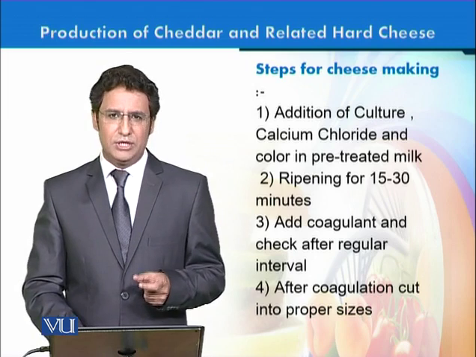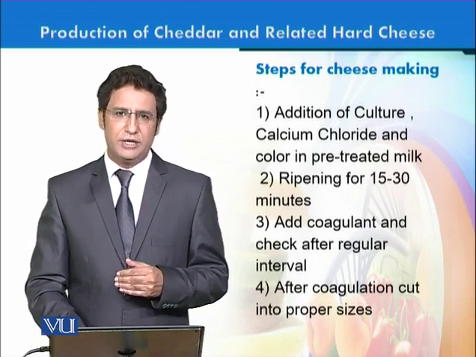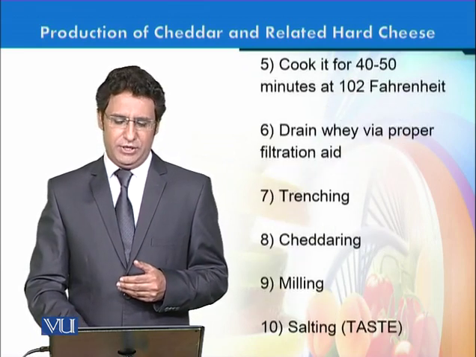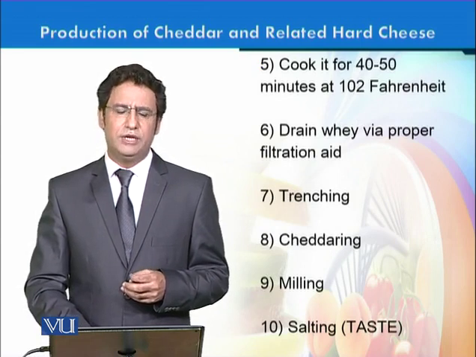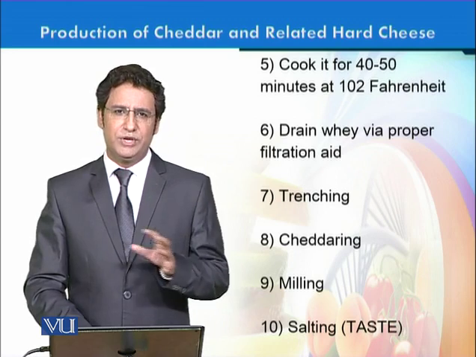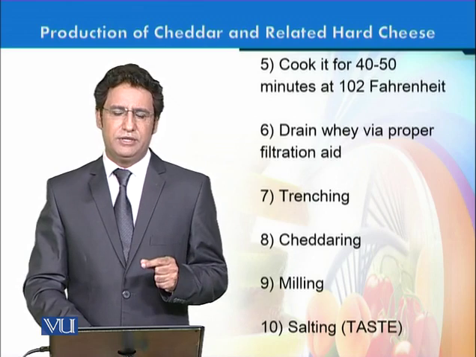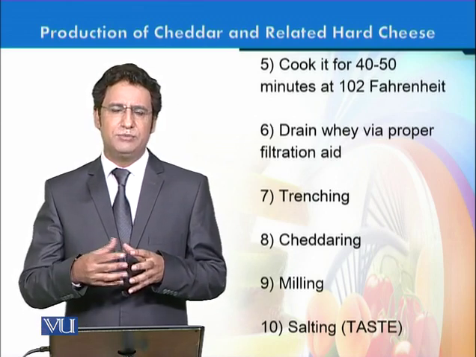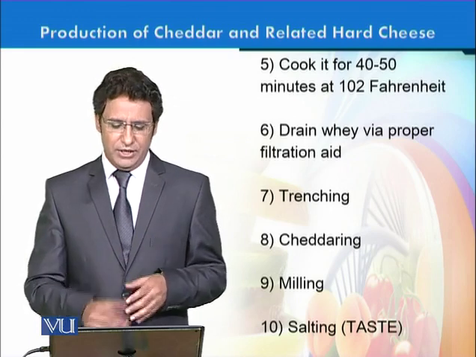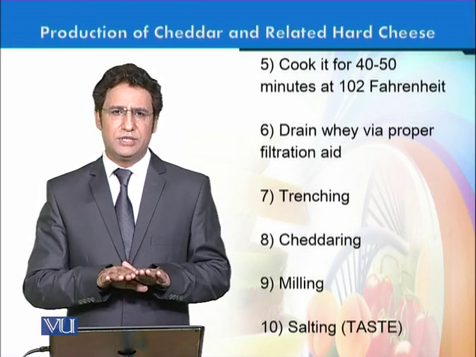Once we have coagulated these curds, they are then cut into proper sizes. It is cooked for 40 to 50 minutes at 102 Fahrenheit. This cooking would be removing the extra moisture from these products. Then the whey is drained. The liquid part, which comes out from the solid curd, would be removed. It is called whey. Then the solid material is trenched. It is given a proper shape.